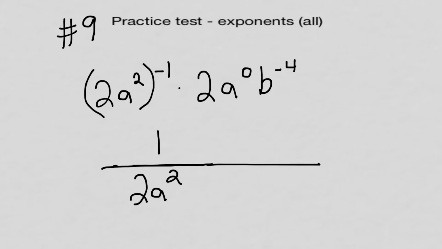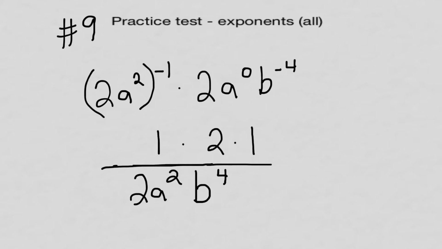Now I'm going to deal with the left side. I've got a 2. I'm going to bring that down. I've got a to the 0, which means anything to the 0 power is 1. Then I've got b to the negative 4th. All I have to do on that one is just drop b down to the bottom, and you've got b to the 4th.